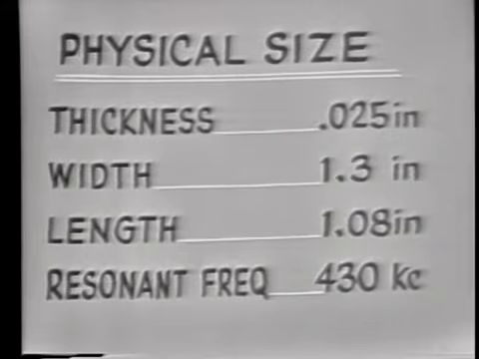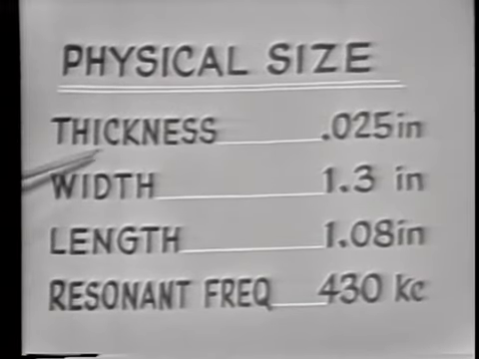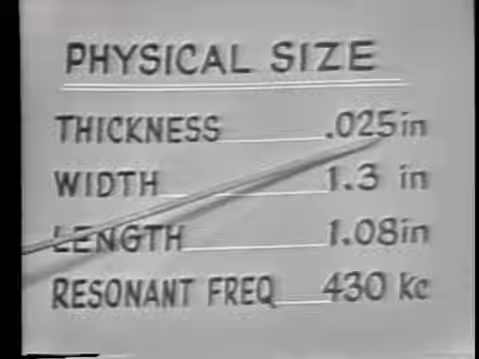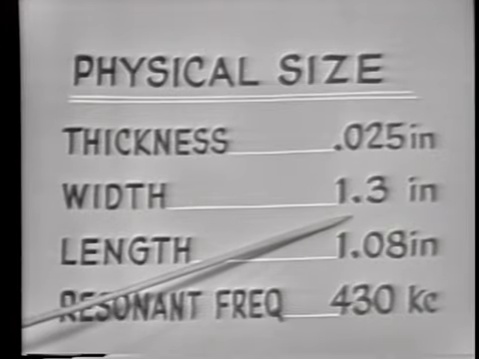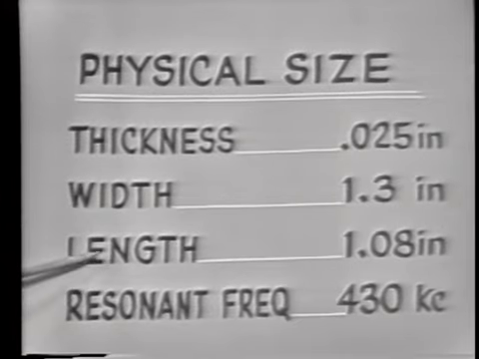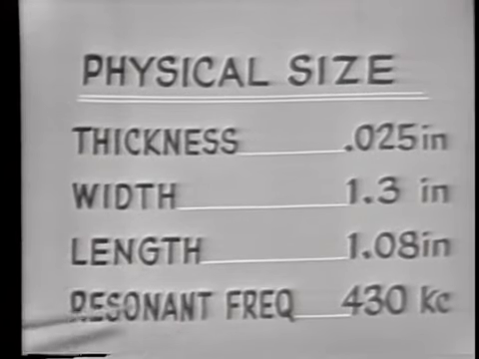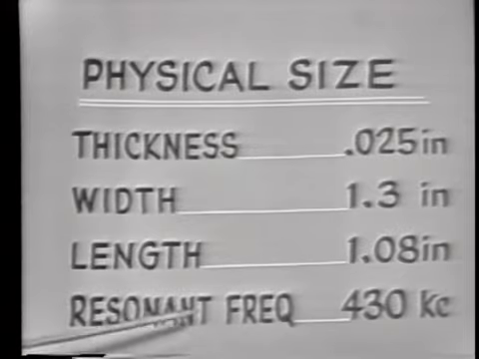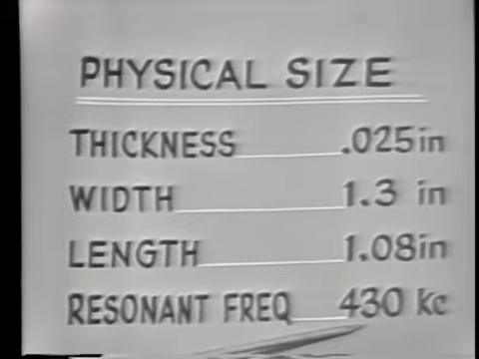Now, let's look at some of the values, both physical and electrical, of a typical crystal. Physical size: a typical crystal would have a thickness of about 0.025 inches. The width would be about 1.3 inches. The length would be 1.08 inches. And with these physical characteristics, the resonant frequency, or the fundamental frequency, would be 430 kilocycles.